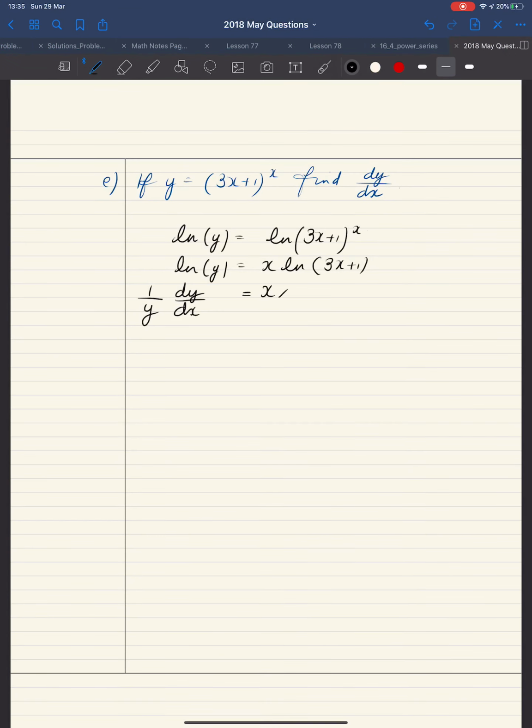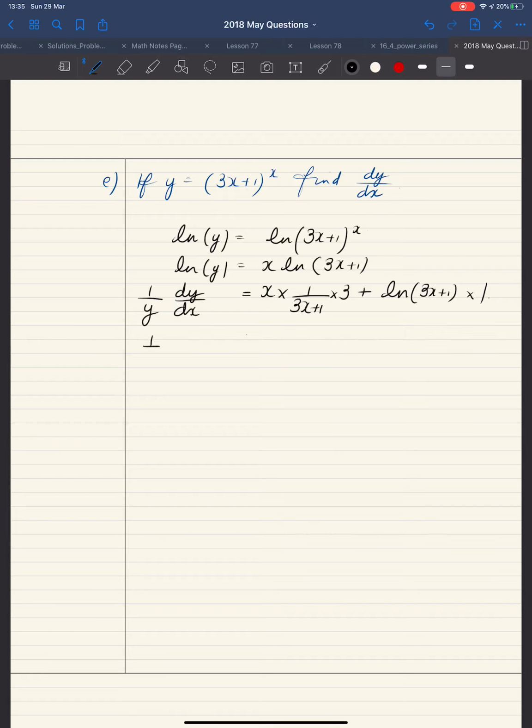That's it. First times the derivative of the second. So it's x, 1 over 3x plus 1 times the derivative of 3x plus 1. So it's x is first, the derivative of the second. So it's log of something, so it's 1 over the something times the derivative of the something with respect to x, plus second times the derivative of the first. Well, x differentiates to be 1.